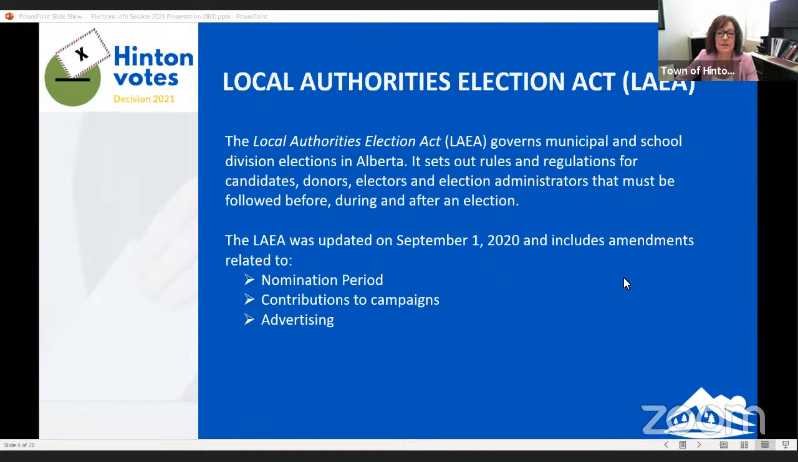The municipal elections are governed by the Local Authorities Election Act. It governs school board elections in Alberta also. This sets out rules and regulations for candidates, donors, electors, and election administrators that must be followed before, during, and after an election. The LAEA was updated September 1st, 2020, and includes amendments related to the nomination period, contributions to campaigns, and advertising.